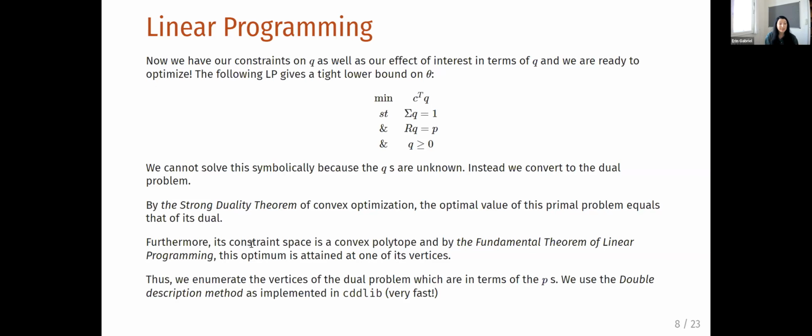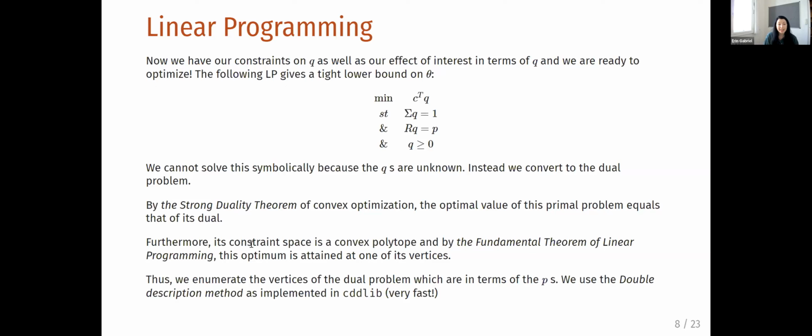Further, because it is a linear problem, we know that the constraint space is a convex polytope, and therefore the maxima and the minima that we're looking for are always the vertices of that polytope. So then we can just enumerate them, and this is the classic vertex enumeration.